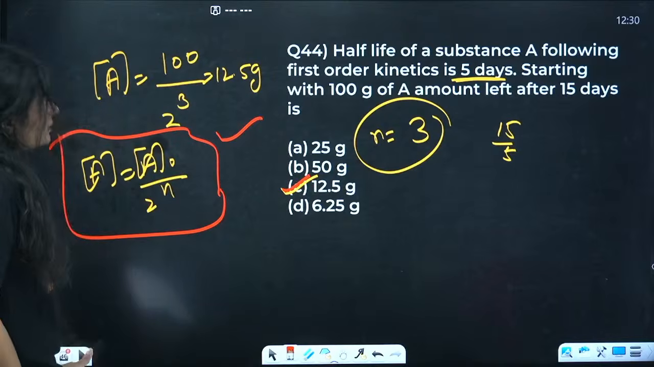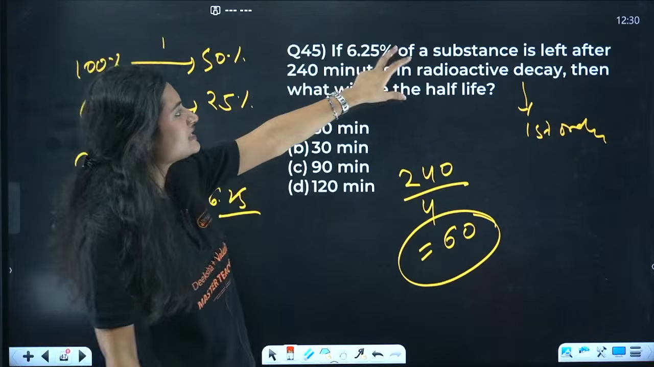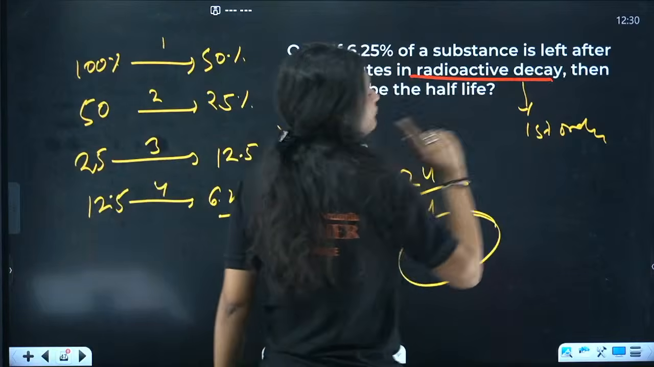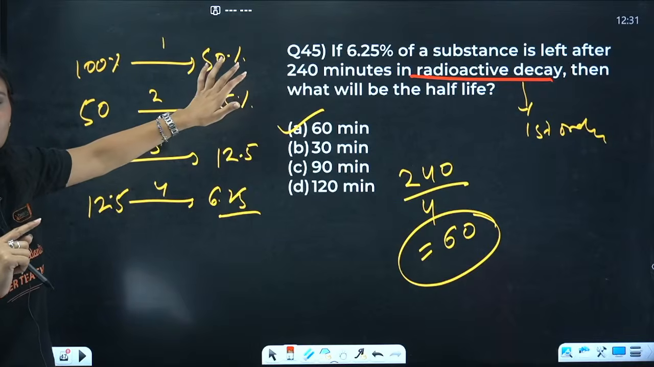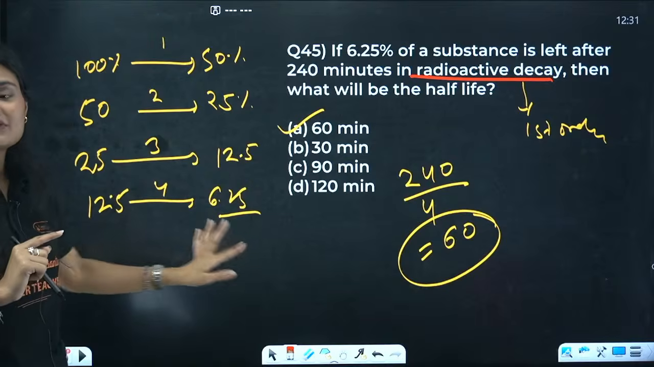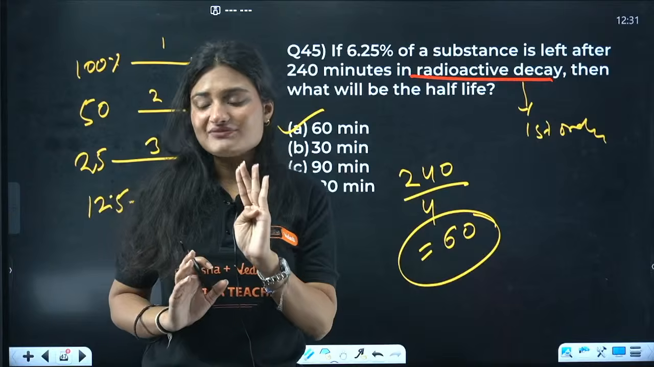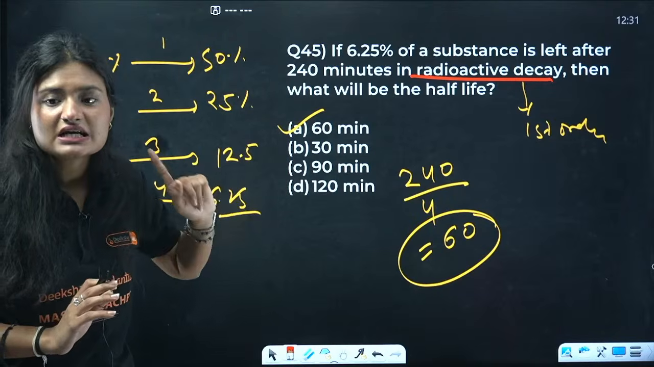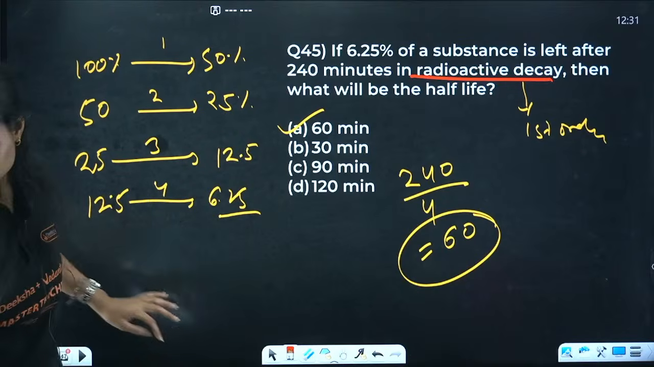Okay, this is the formula. You should remember it. Now this is the reverse of that formula. If this much substance is left after 240 minutes, then what will be the half-life? Now radioactive decay means first order reaction is there. So we started with 100%. After first half-life 50% will be there. After second half-life 25%, third half-life 12.5, fourth half-life 6.25. So that means in 240 minutes 4 half-lives are happening. So one half-life is 60 minutes.